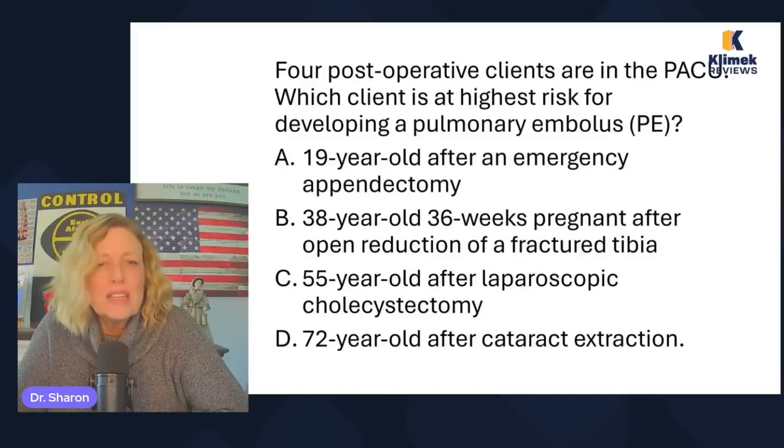Four post-op clients are in the PACU. Which client is at highest risk for developing a pulmonary embolus? A 19-year-old after emergency appendectomy, a 38-year-old 36 weeks pregnant after open reduction of a fractured tibia. Wow, she's pregnant and had surgery. A 55-year-old after laparoscopic cholecystectomy, or a 72-year-old after cataract extraction.